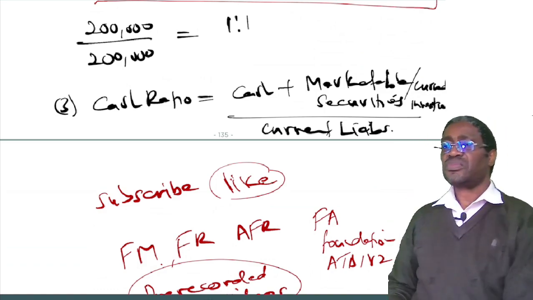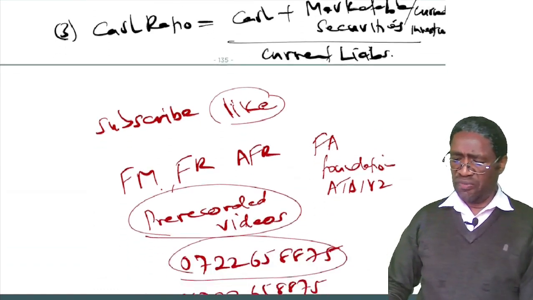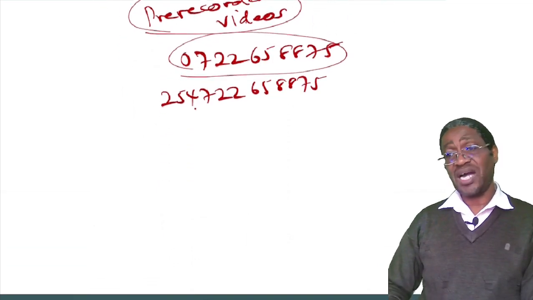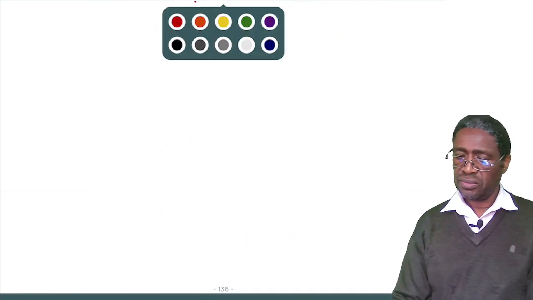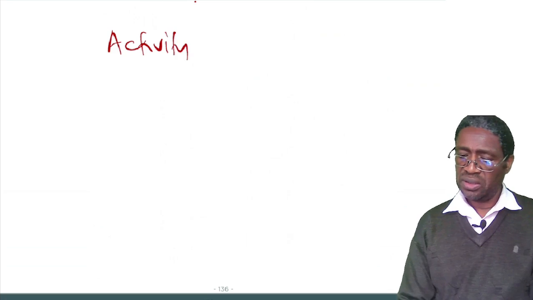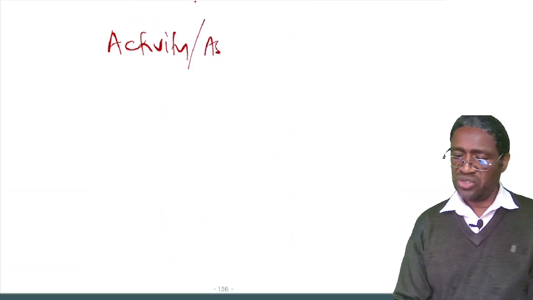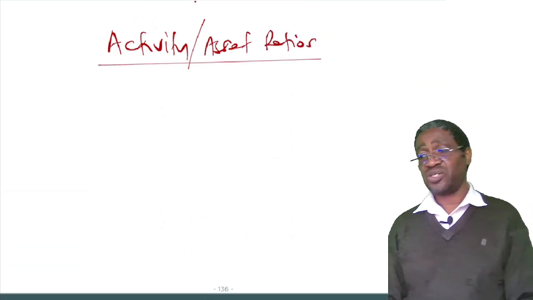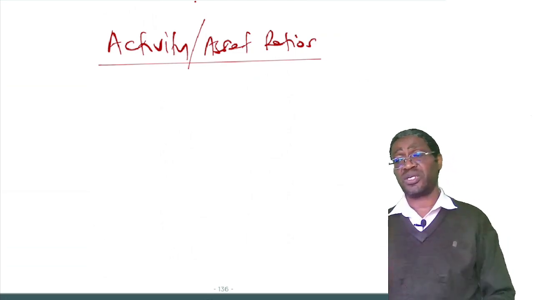Okay. So we now go to the second category of ratios, which we have called activity ratios, or activity to asset ratios. Let me introduce it again. We want to discuss the activity ratios. Now, let me introduce them. First, we need to know what's the purpose of these ratios.